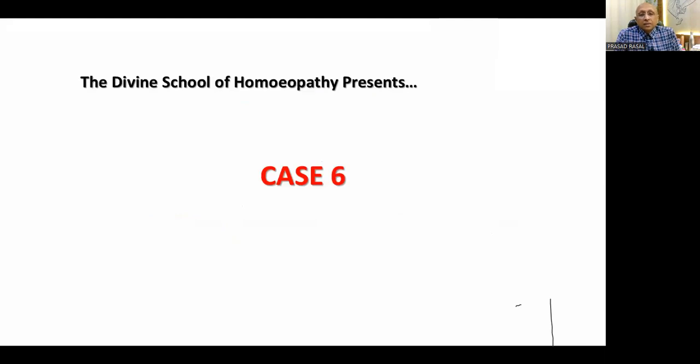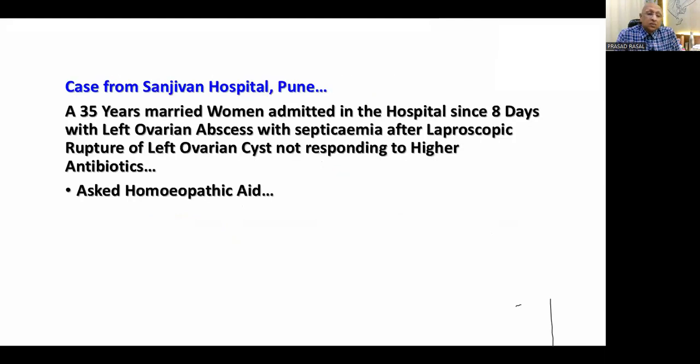Then case number 6. This was interesting. This case was from St. John Hospital. A 35 years married woman admitted in the hospital since 8 days with left ovarian abscess with septicemia after laparoscopic rupture of left ovarian cyst, not responding to higher antibiotics. So she was admitted over there, and she was not getting results. She was in septicemia, and sir told me, Prasad, just see that patient and we'll find out a remedy for that patient. So I said, sir, this is the case, nothing more, nothing specific.